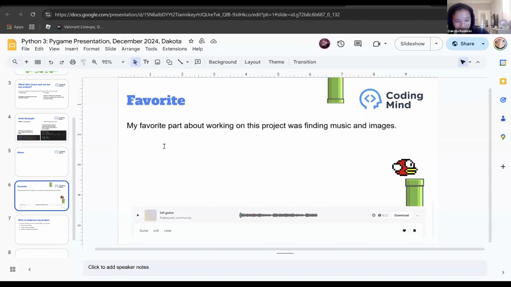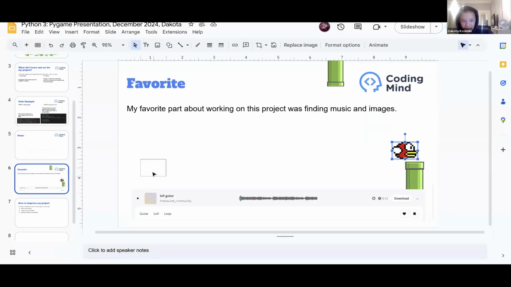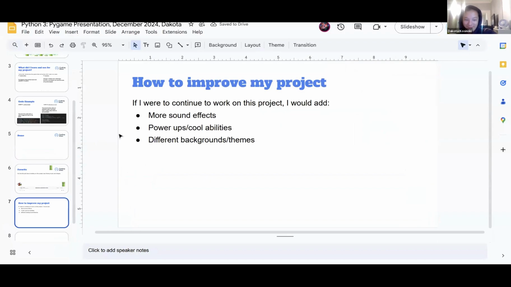My favorite part about working on this project was finding music and images, because I like design. And then to improve my project, first of all, I would add more sound effects, because at the moment I only have a soundtrack, but I'd love to add a sound effect when it jumps or when it hits the barrier.